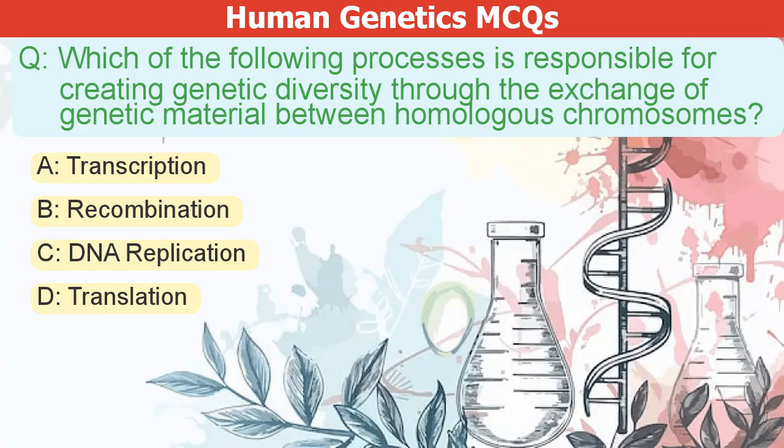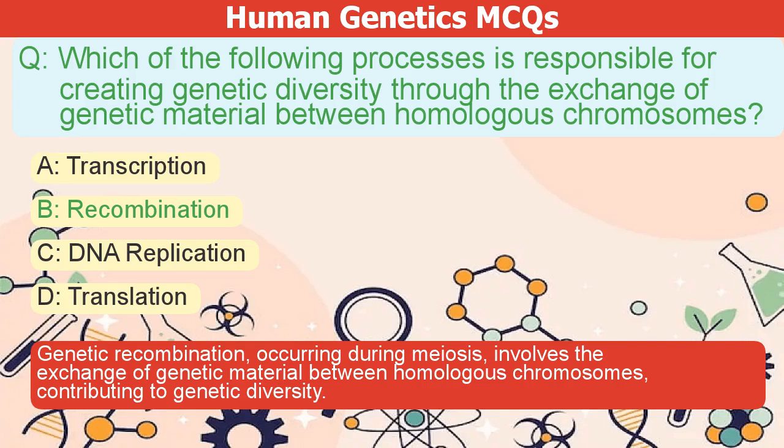Which of the following processes is responsible for creating genetic diversity through the exchange of genetic material between homologous chromosomes? A. Transcription. B. Recombination. C. DNA replication. D. Translation. The correct answer is B. Genetic recombination, occurring during meiosis, involves the exchange of genetic material between homologous chromosomes, contributing to genetic diversity.